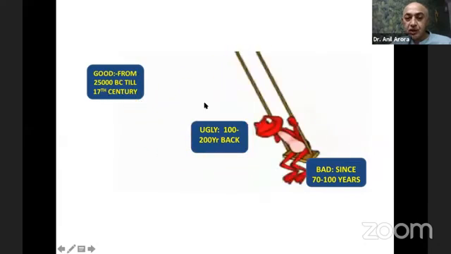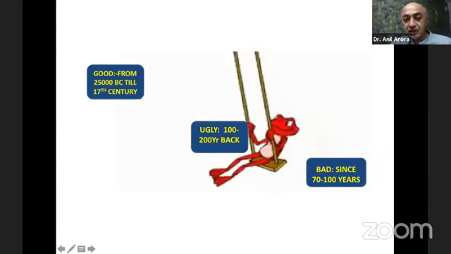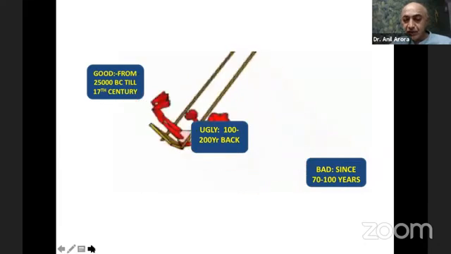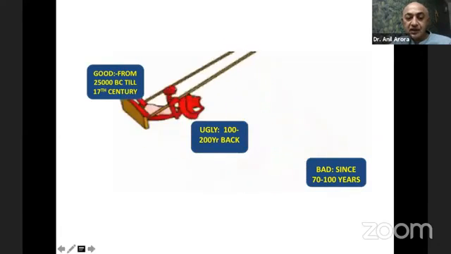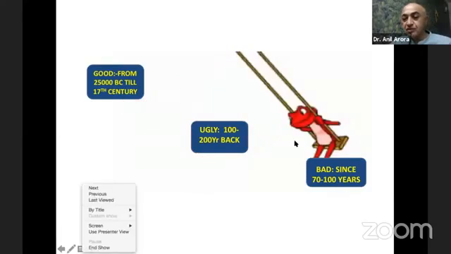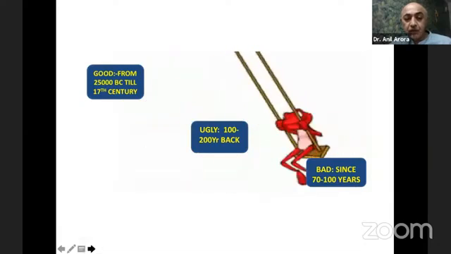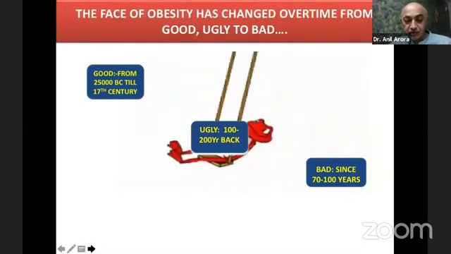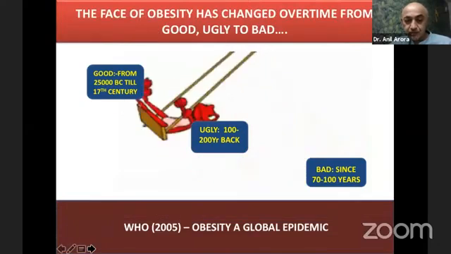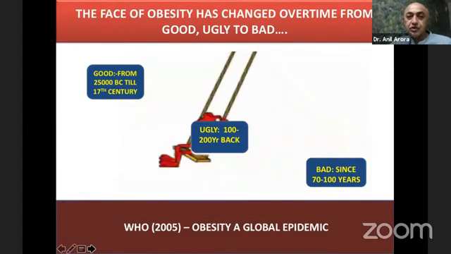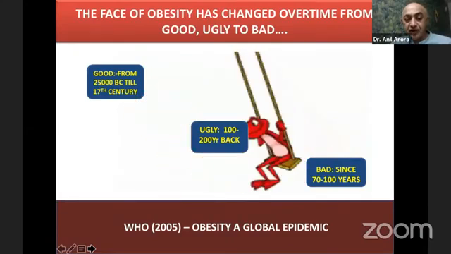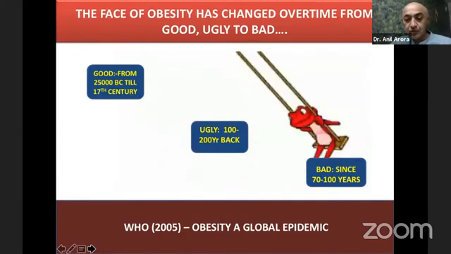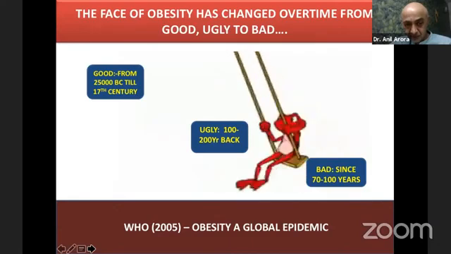So ladies and gentlemen, we have moved from lower incidence of obesity, which was supposed to be good in the 17th century, via ugly in the last 100 years, to almost the last 70 years, when we know how bad obesity is. As of today, in about 50 years from now, we know obesity has become one of the bad things of human beings rather than being good and ugly of the yesteryears. So we know it has changed paradigm from being good via ugly to bad, and WHO has defined obesity as a global pandemic.